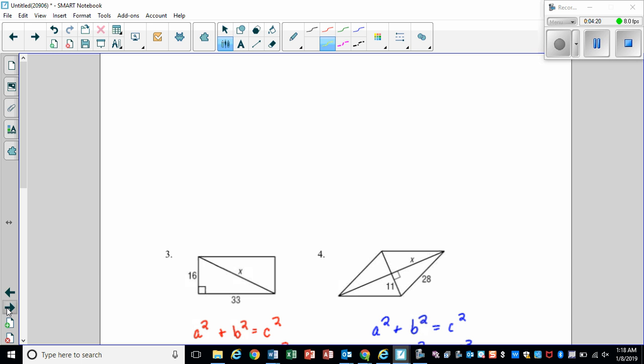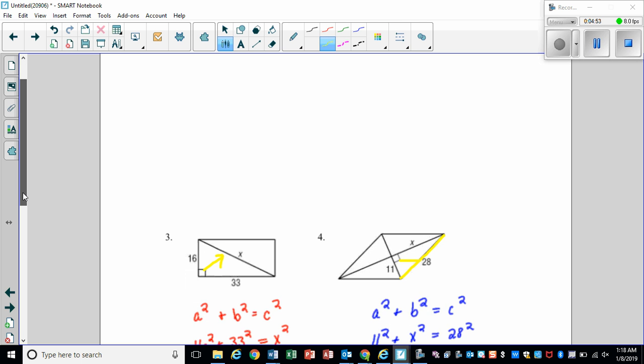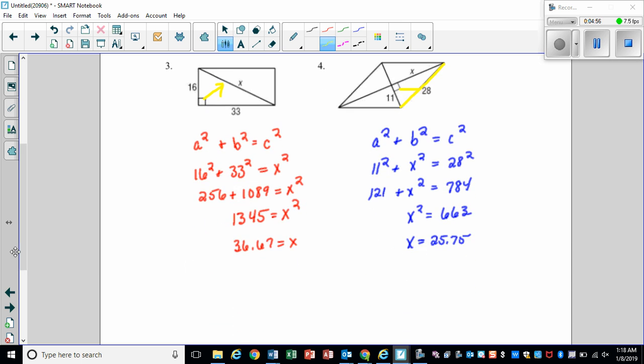If you ignore the top part of the rectangle, it just gives you a right triangle, which you can still apply a squared plus b squared equals c squared. In this case, the side opposite the 90 degree angle is your x, so that's going to be your c. You're just going to do 16 squared plus 23 squared equals c squared. Here the c is the 28. Opposite from the 90 degree is 28, so C would be 28, and A and B would be the other two sides. If you plug in the numbers, solve for x.